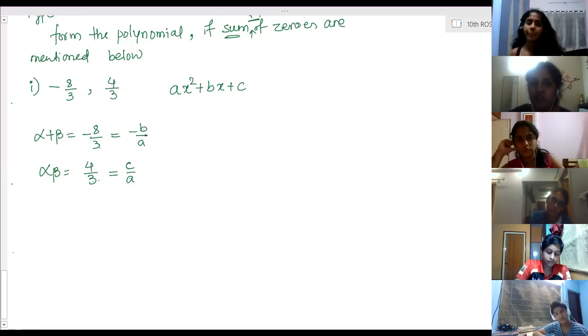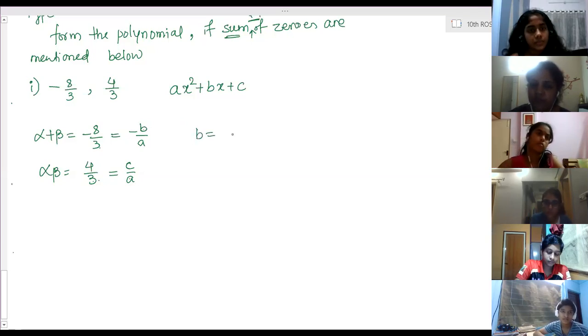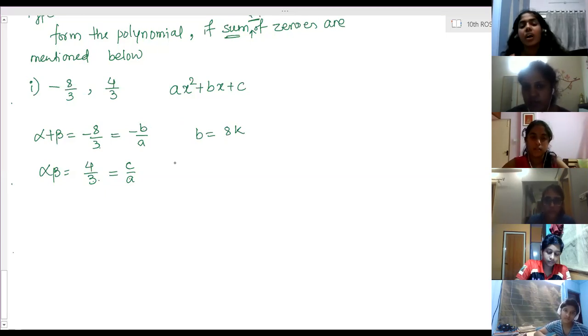So generally what we do when we have ratios, we have taken 8x and 3x. What is the value of b? It is 8x. Here if you compare these two, what is the value of b? Minus 8x. X we will not take, we will take k because x is already there in the polynomial. Okay. So what is the value of a?